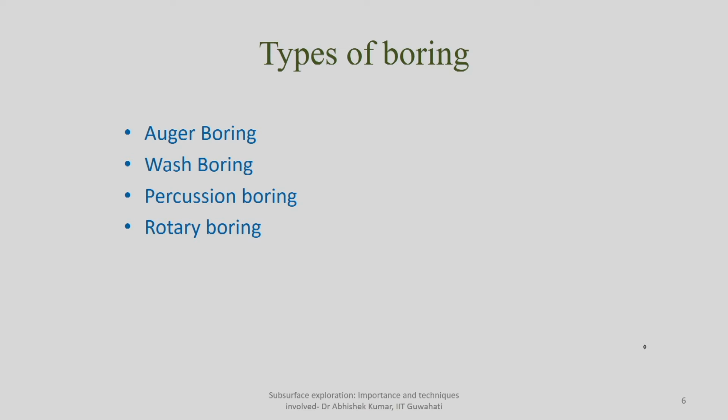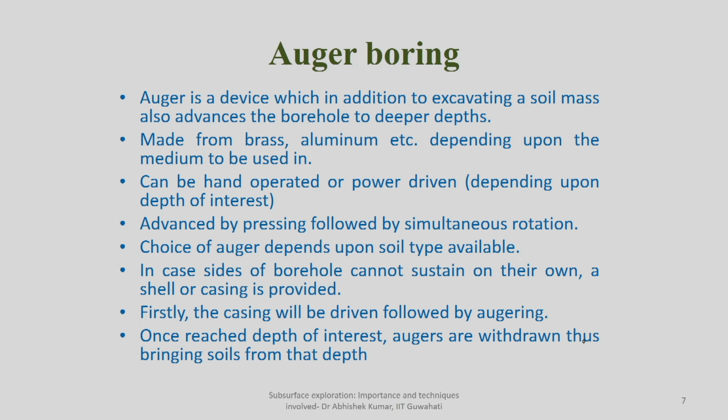So as you know, the first method we call auger boring. So what is an auger? An auger is actually a device which, in addition to excavation of the soil mass, also advances the borehole to deeper depth. So this is a device which you actually push into the ground. That means you are advancing your borehole into the ground, because the lower end of the auger is capable of actually excavating or scratching the soil medium.